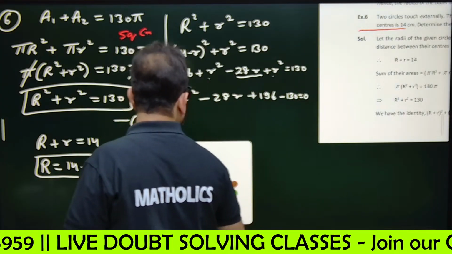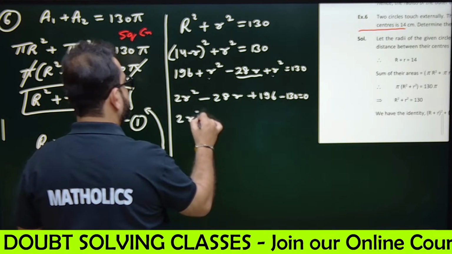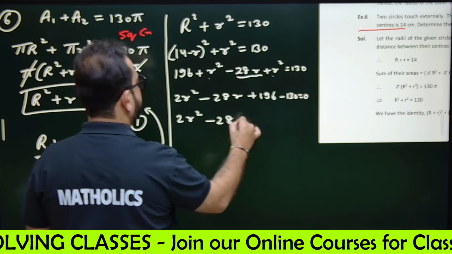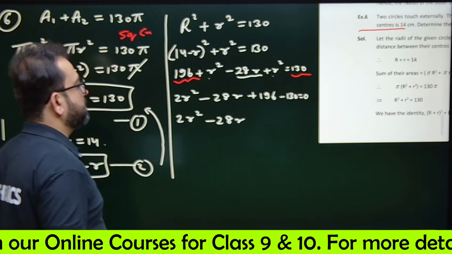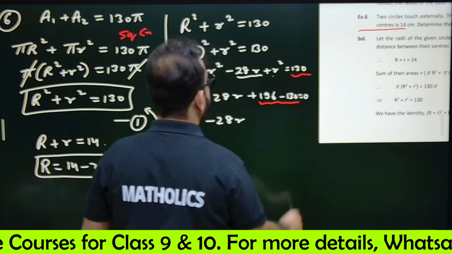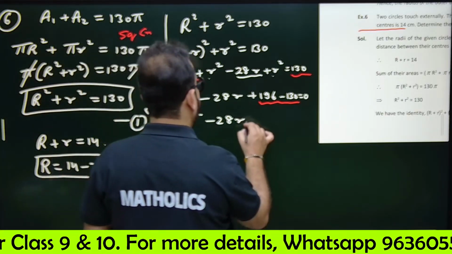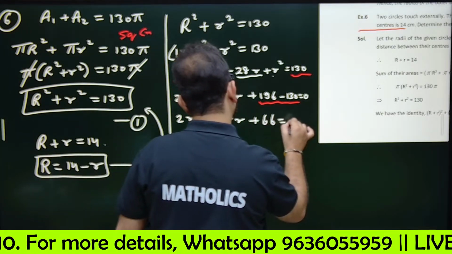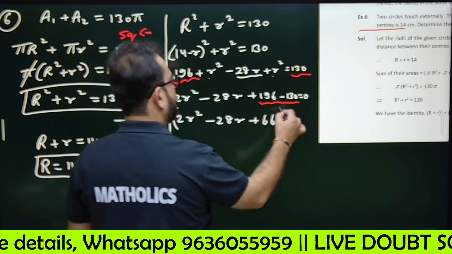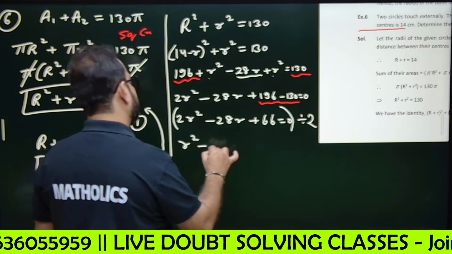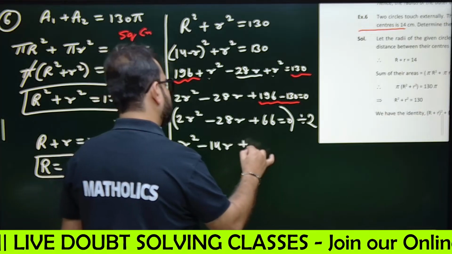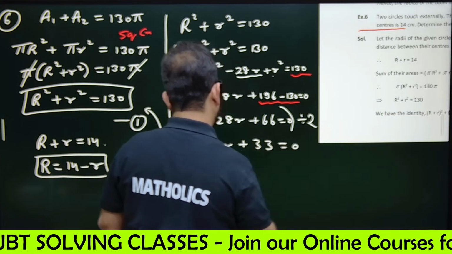Okay. So it is 2r square minus 28r. Now 196 and 130 are like terms. So plus 196 and minus 130 will be plus 66 equals to 0. Divide the whole equation by 2. What do we get? It will be r square minus 14r plus 33 equals to 0.